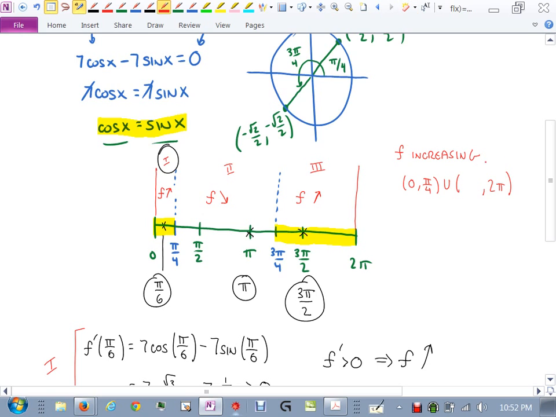Holy crap, I just realized that I picked a point that was in the wrong place. Oh my gosh.